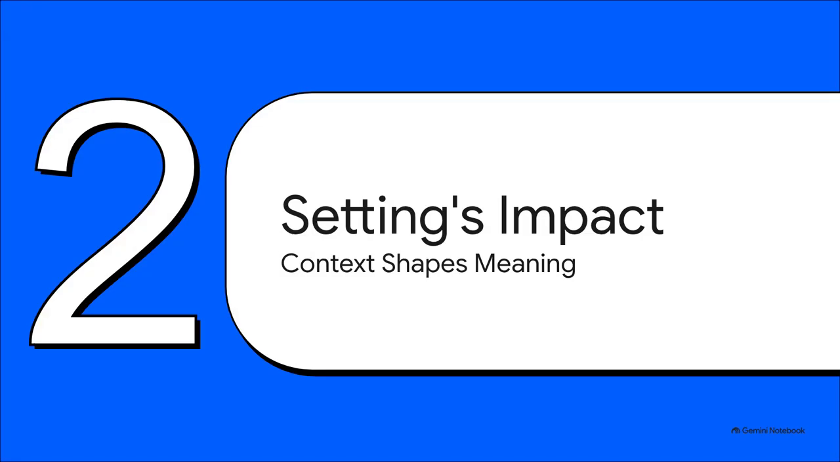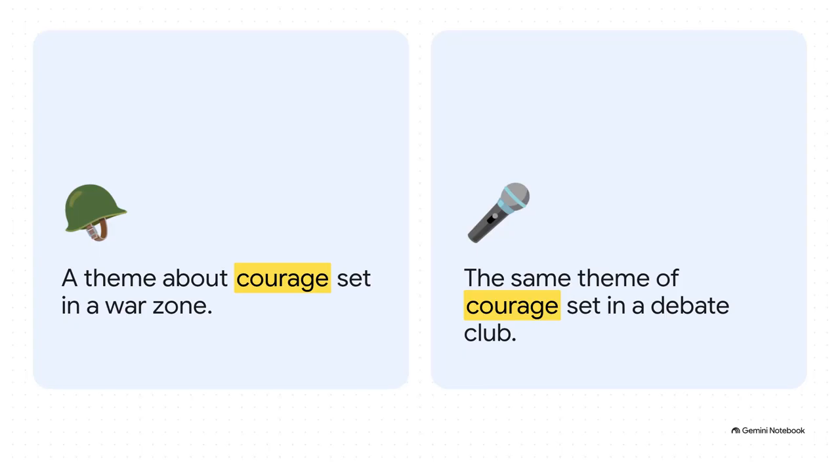Moving on to Section 2, how setting changes the message, because context shapes meaning. Okay, the where and the when of a story directly changes its main message. Picture this, a theme about courage. If you're reading a story where courage is set in the middle of a literal war zone, well, it's going to look like physical bravery, right?